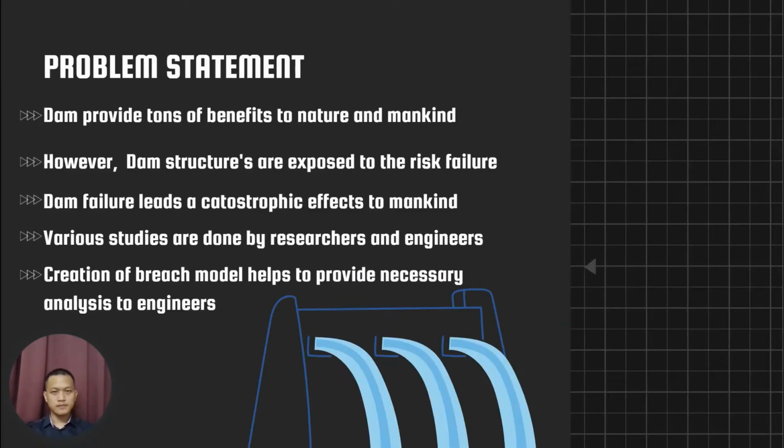First, introduction. Problem statement. Dams offer a lot of benefit to nature and humankind. Such benefits are supplying water for irrigation, water supply for domestic and industrial use, hydropower generation, and also dam structures are used for flood control and drought mitigation. However, dam structures are exposed to the risk of failure. Such cases occurred in South Fork Dam, USA, and also in Nanak Sagar Dam in India. This catastrophic disaster leads to the loss of human life and economic assets.